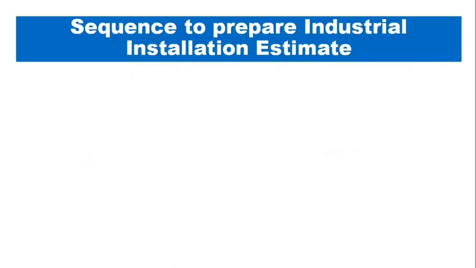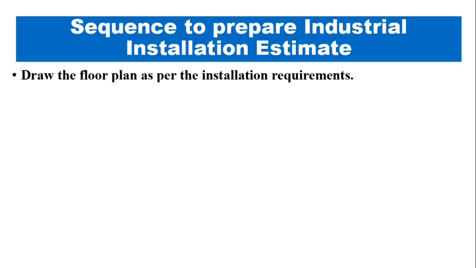While preparing the estimate of industrial installation, we have to follow some steps. So we will see one by one what steps we have to follow to prepare the industrial installation estimate. First step is that we have to draw the floor plan as per the given installation requirement.